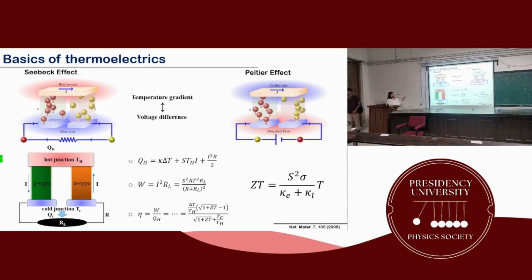You have S squared sigma, where S is our Seebeck coefficient and sigma is our electrical conductivity, and kappa_E and kappa_L are the electronic thermal conductivity and lattice thermal conductivity, and T comes from the equation itself. This all looks simple, but now I will go to the next slide and explain what this ZT means.